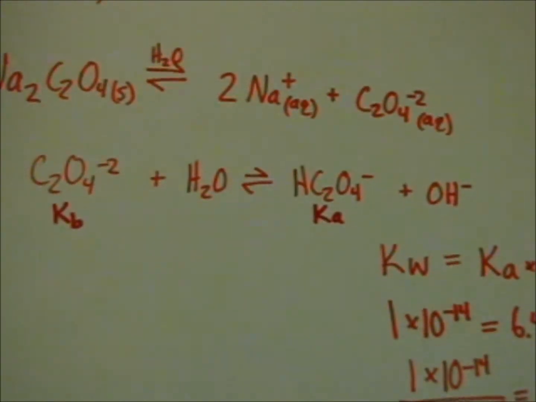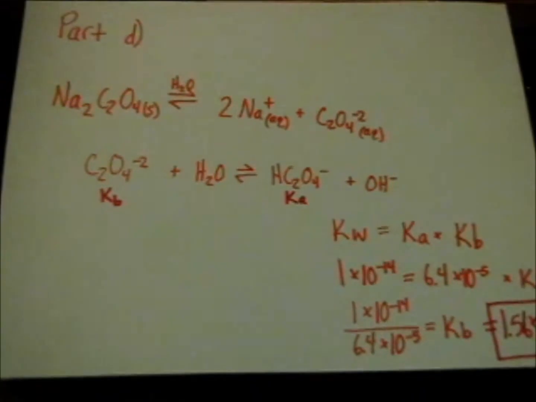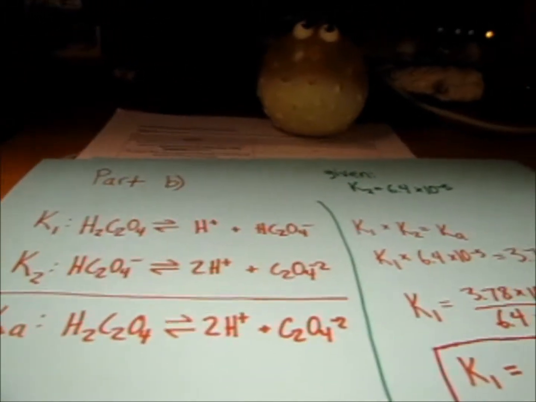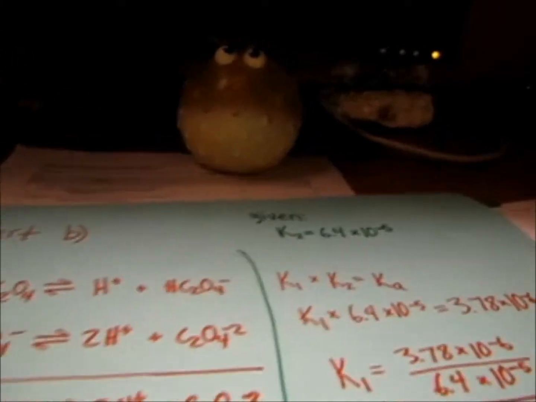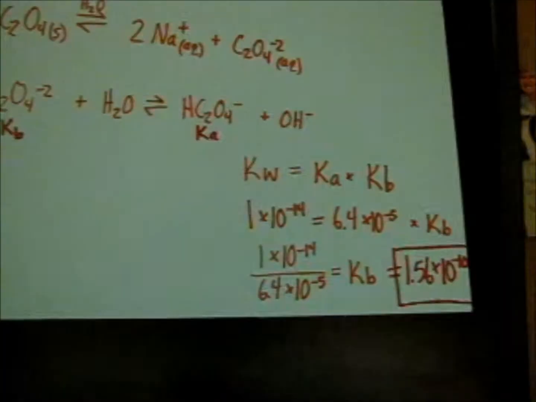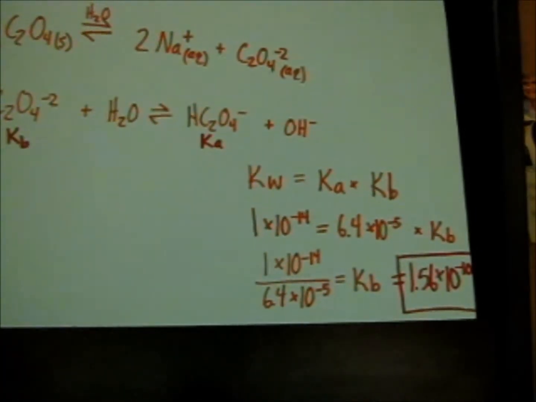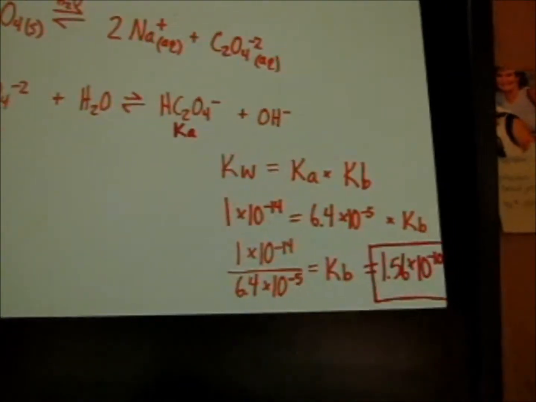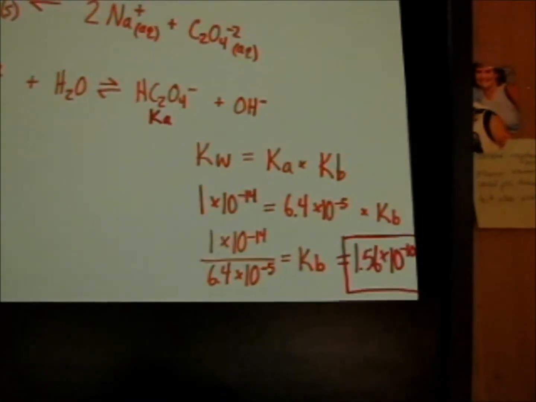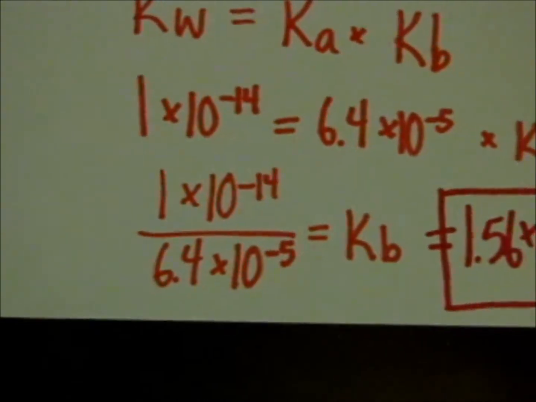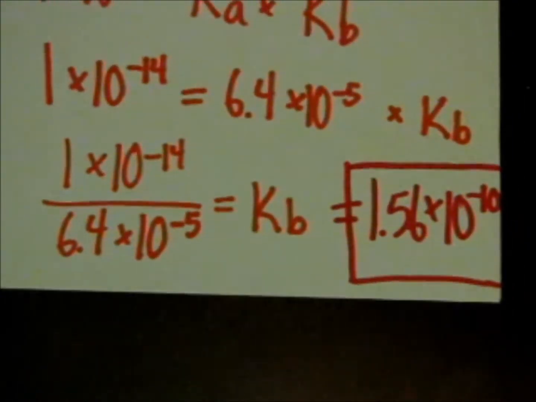The Ka of the HC2O4 negative was determined in Part B as it represented the K2, which was given to you as 6.4 times 10 to the negative 5. Kw is known to be 1 times 10 to the negative 14, so using the equation Kw equals Ka times Kb, the Kb can be calculated by dividing the 1 times 10 to the negative 14 over the 6.4 times 10 to the negative 5 to give you your answer of 1.56 times 10 to the negative 10 is equal to the Kb.